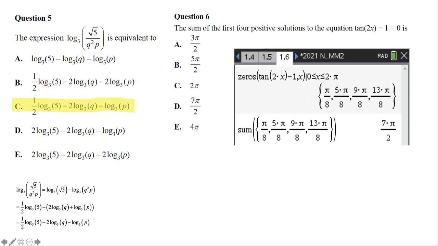one period for tangent 2x will be half pi. So if I want to have 4 positive solutions, within one period, I would have one solution. Within 4 periods, I would get 4 solutions. That's why I used 0 to 2 pi as my restricted domain. With the output here, I just transcribed it into another line of command, sum. So I sum up all 4 solutions, then I will get 7 pi on 2, which means D is the correct response.